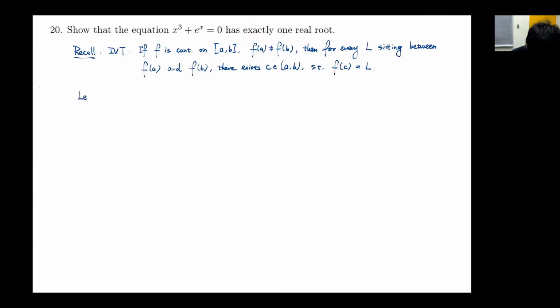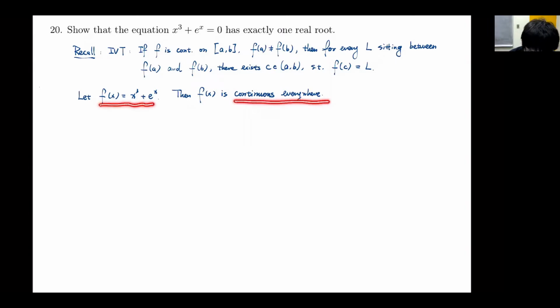We start by setting f of x to be x cubed plus e to the x. This is a polynomial function plus an exponential function, so f of x is continuous everywhere. In the test, if you are asked such a problem, please make sure you declare the continuity before you invoke the intermediate value theorem. If you do not declare the continuity, you will probably get 1 point off.